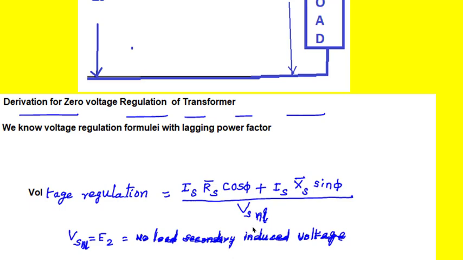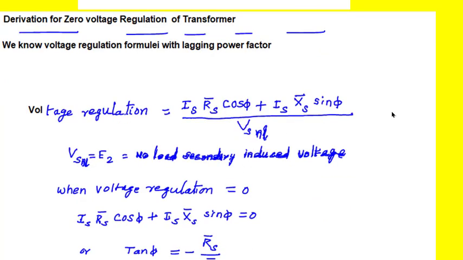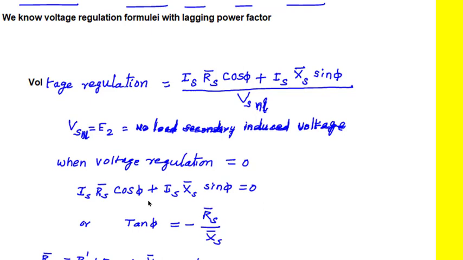What is meant by VSNL? VSNL is nothing but the no load secondary terminal voltage, or it is also equal to the induced voltage in the secondary winding. When voltage regulation is zero, we have to equate this equation to zero, so the denominator goes to the right side and that becomes zero. Then we get IS RS bar cos phi plus IS XS bar sin phi is equal to zero. If we simplify further, we get tan phi is equal to minus RS bar divided by XS bar.